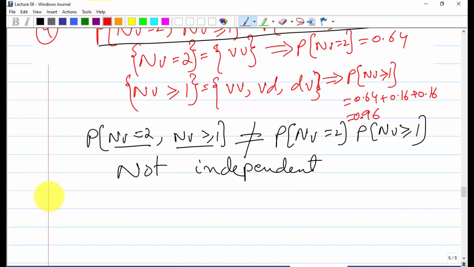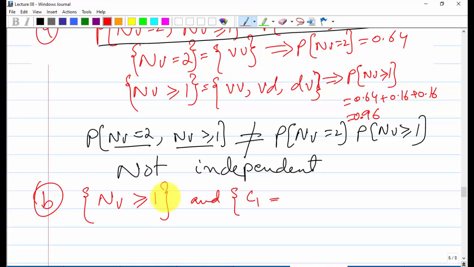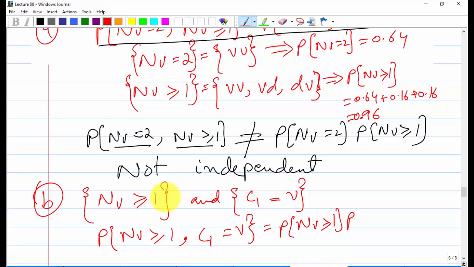Now going to the second part, it says NV is greater than or equal to 1 and C1 is equal to V. So it's simply the probability of NV greater than or equal to 1, comma, C1 is equal to V. C1 is equal to V means that the first packet is a video packet, which is equal to the probability of NV greater than or equal to 1 times the probability of C1 is equal to V.